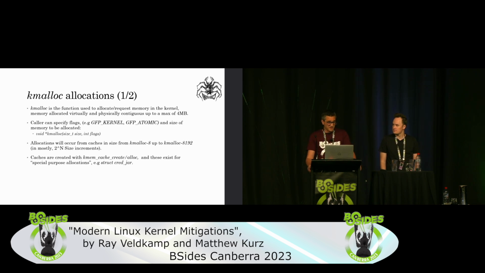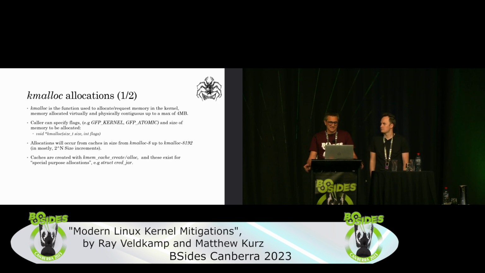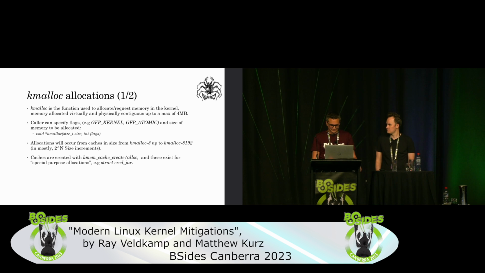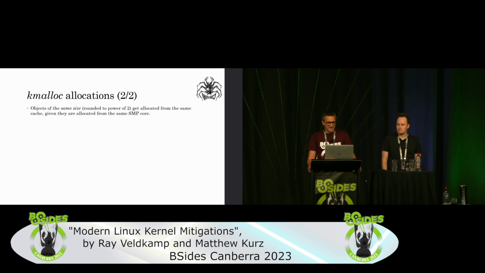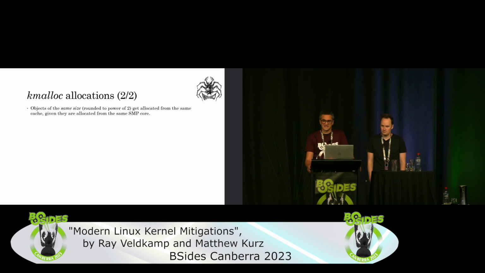In the kernel, you can create these caches with the kmem_cache_create and alloc functions, and these exist for creating special purpose caches. For example, struct cred_jar is a particularly sensitive structure, so it will have its own cache created. So objects of the same size, up to the next power of 2, will get allocated from the same cache, given they're on the same CPU core.